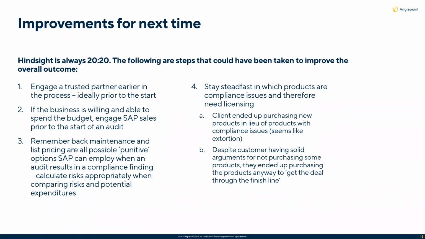Despite a customer having solid arguments for not purchasing the products, sometimes they end up buying the products anyway just to get through the finish line. That is the case in this one, where we still had significant concerns around what products were being purchased and what the SAP commercial team was still recommending. Despite that, they were done negotiating. They just wanted to get a deal on the books. They wanted the auditors and the compliance issue to go away. And so they ended up just purchasing a bunch of products at the compliance issue level, despite having really good evidence to suggest that that was not the correct level.